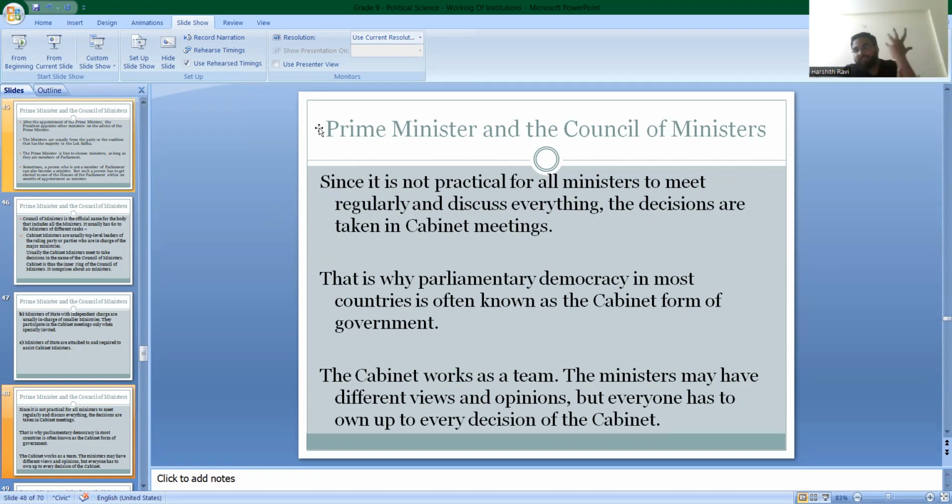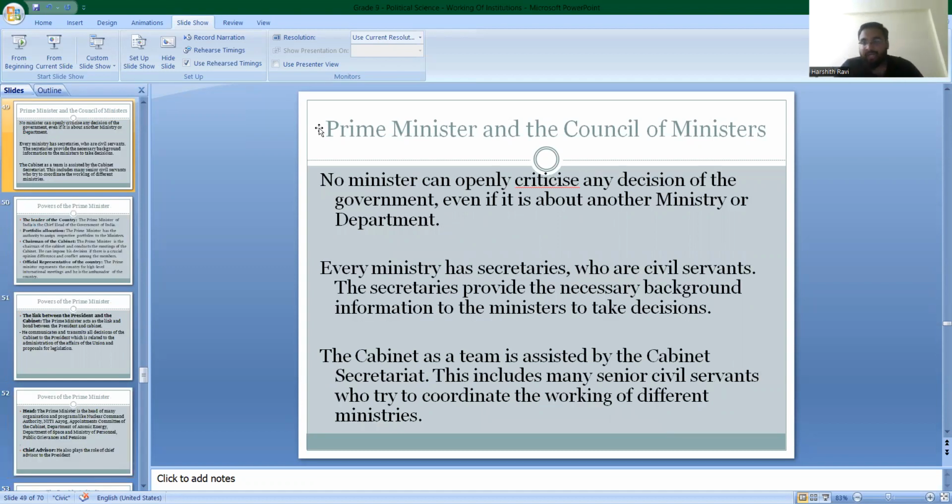So again, cabinet ministers come together to have cabinet meetings, right? And that is why a parliamentary democracy is also known as the cabinet form of government, because all the major policy decisions are essentially taken in the cabinet itself, which works as a team, right? Of course, the prime minister is called the first among equals. So the meetings are often led by the honorable prime minister, right?